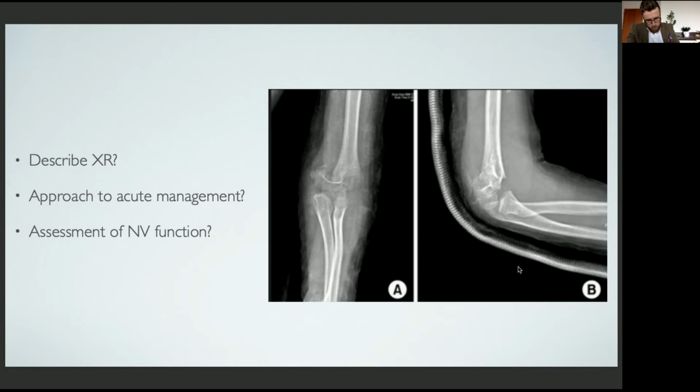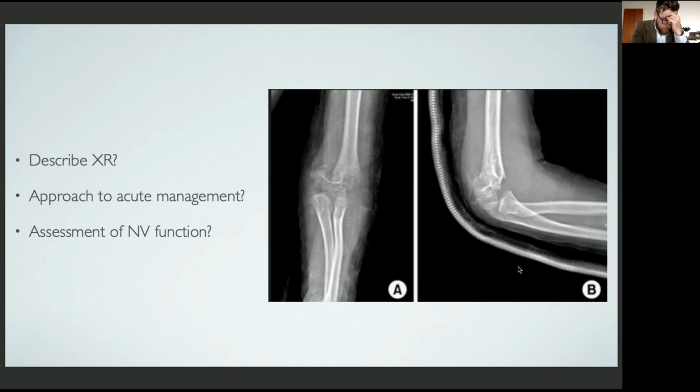Lubna said, check the neurovascular status. Love it. Eleanor said, examine the patient. Love it. And review post-reduction x-ray. Rebecca said, conservative management. Analgesia.